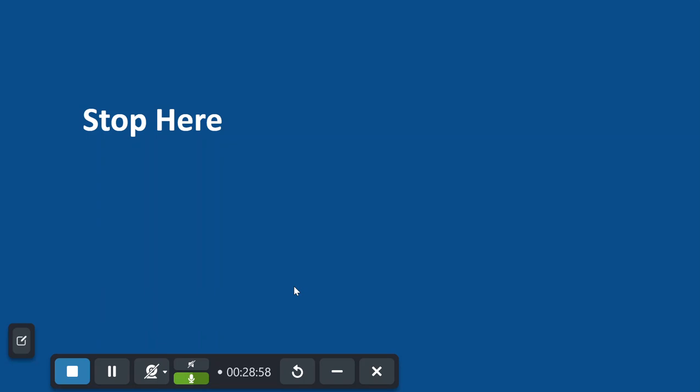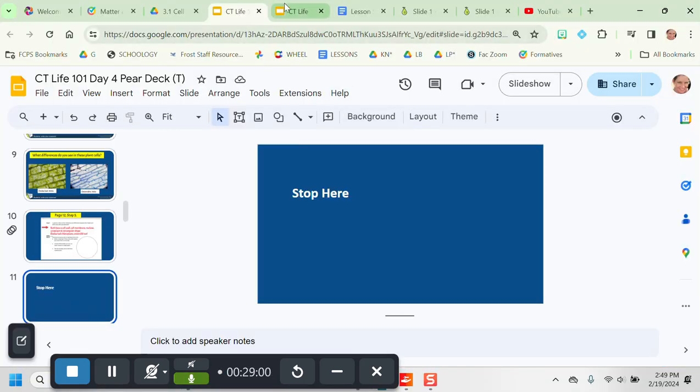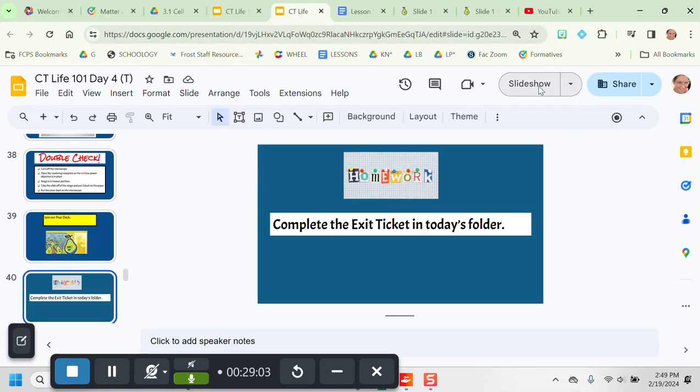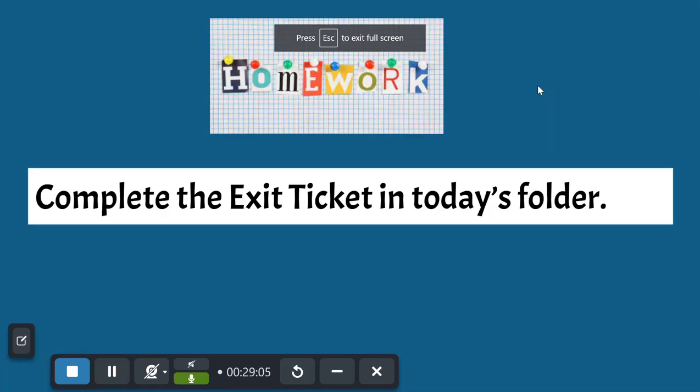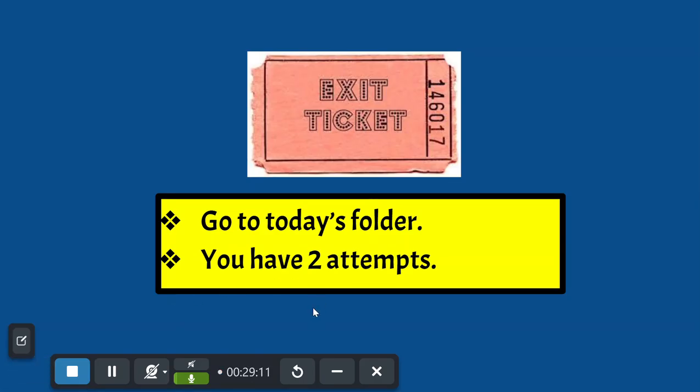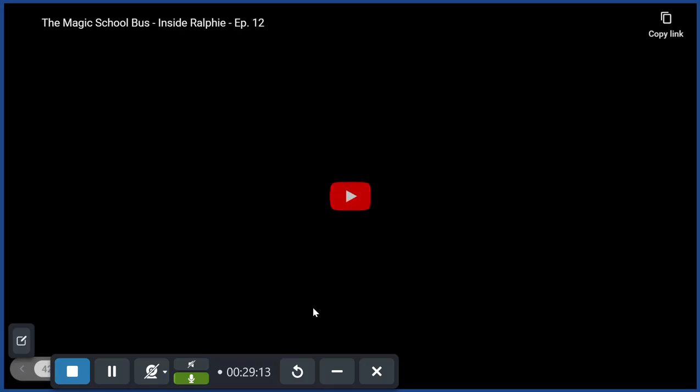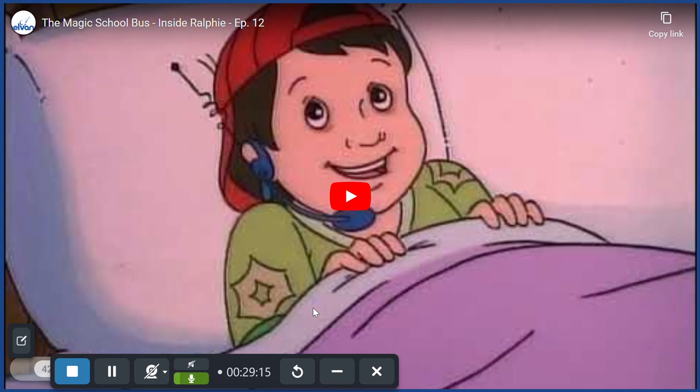All right, and then we stopped there during class because we'll do more of those questions after we take care of looking at our animal cells. All right, so there's an exit ticket for today, and you have 2 attempts. And then if you want, maybe I'll put this link for Magic School Bus Inside Ralphie. We watched just a tiny bit of it, and it wasn't really a main focus. It was just something that we had on as we were working.